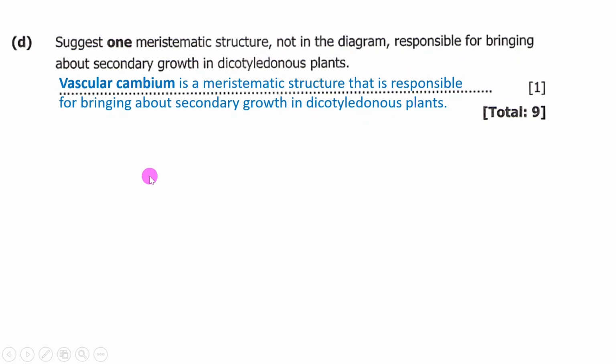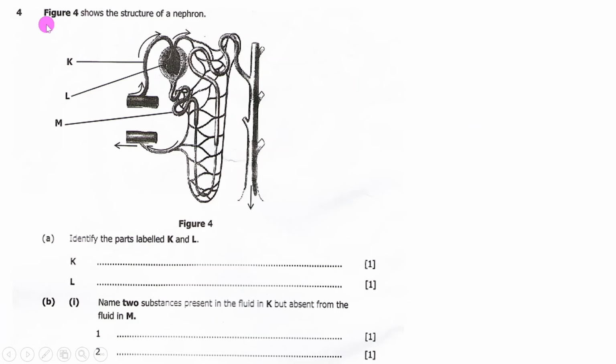All right, so let's proceed to question 4. Figure 4 shows the structure of a nephron. So this is a structure of a nephron. This part is labeled K. This part is labeled D. This part L here should have been labeled. Actually, it is labeled L. Then they say identify the parts labeled K and L.